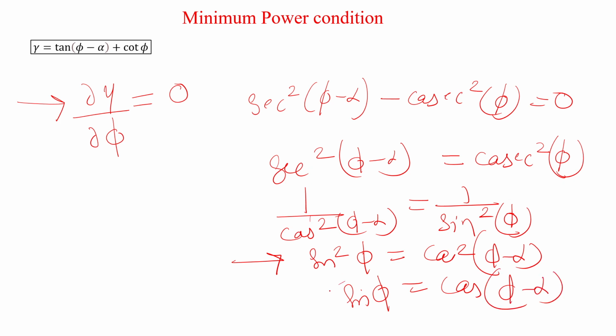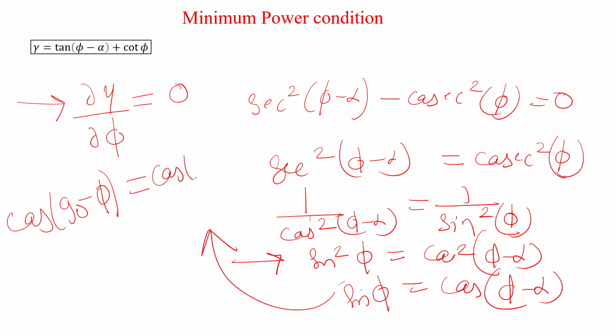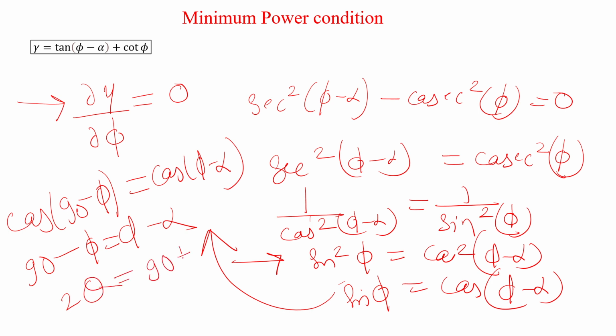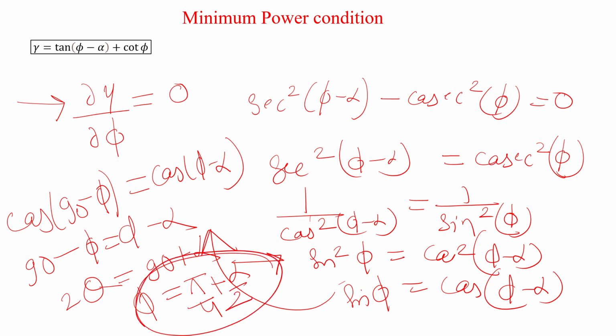See, from there sine phi can be written as cos(90 minus phi). So cos(90 minus phi) is equal to cos(phi minus alpha). So from here cos cancels, so 90 minus phi equal to phi minus alpha. Then we can write 2 phi equal to 90 plus alpha. So phi will be equal to pi by 4, which is 90 by 2, plus alpha by 2. This is a very important relation you get for the minimum power condition: phi is equal to 45 degrees or pi by 4 plus alpha by 2. This is the equation we get, which I have derived here.